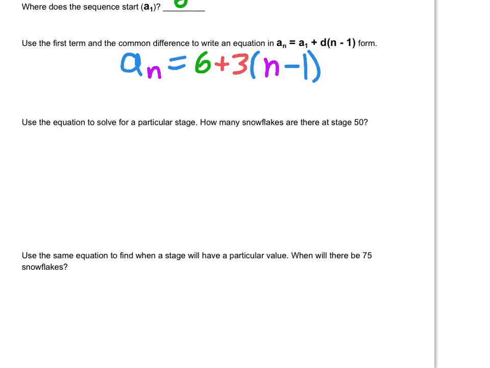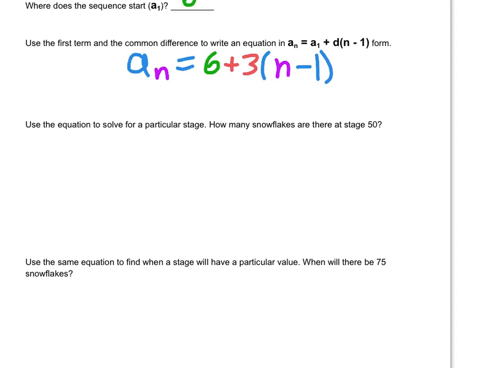We don't even really need to look at the rest of that table. We can use this to solve the other problems. So use our equation to solve the particular stage. In this case, I want you to tell me how many snowflakes there are going to be at stage 50.